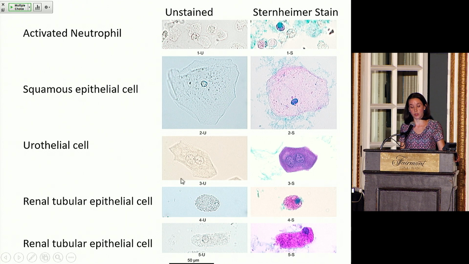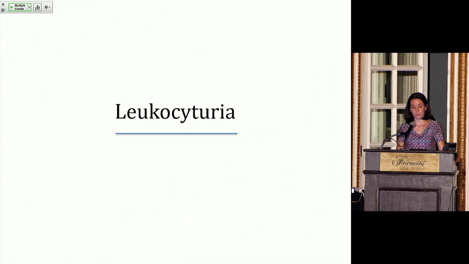Squames are not too difficult. You can see the 2 nuclei in the urothelial cells nicely. But really to identify, say, white cells from renal tubular epithelial cells, the staining was particularly helpful. So this was something that they suggested could be improved on in the way that we currently look at urine to improve our diagnostic accuracy.